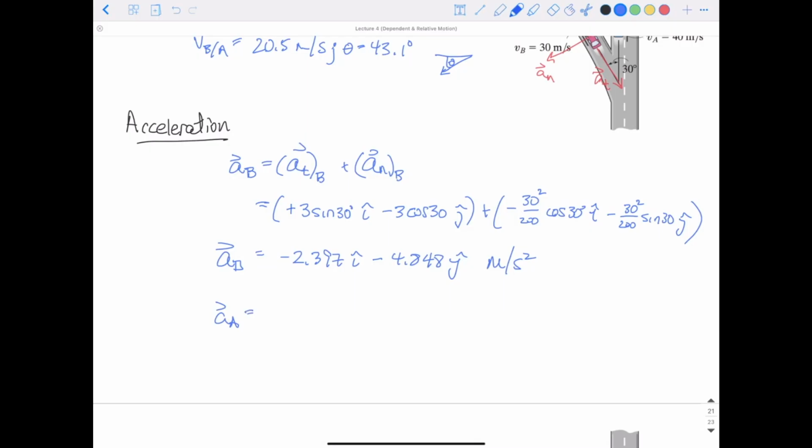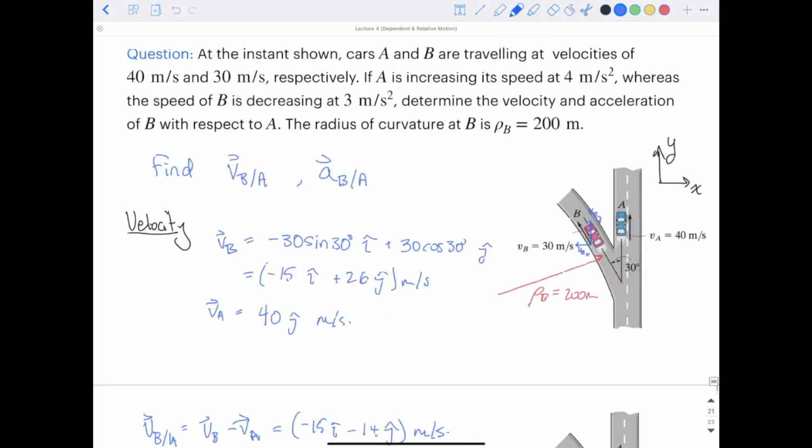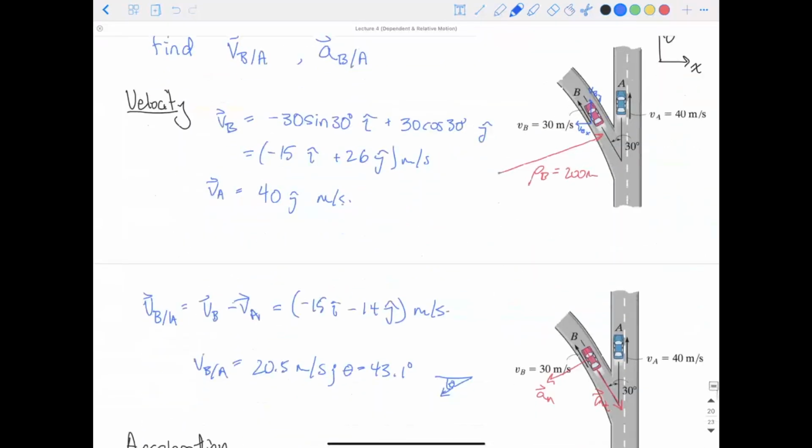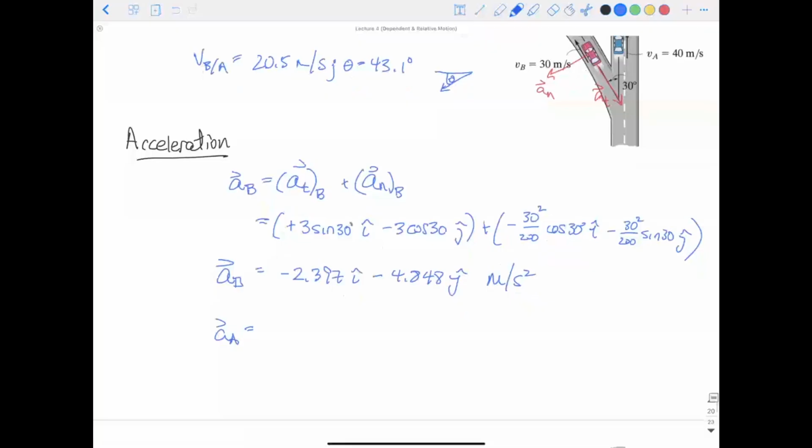The vector form of our acceleration of a, it said a is increasing its speed at 4 meters per second squared, and that's in the positive direction. So a is much easier. That's just equal to 4j meters per second squared.